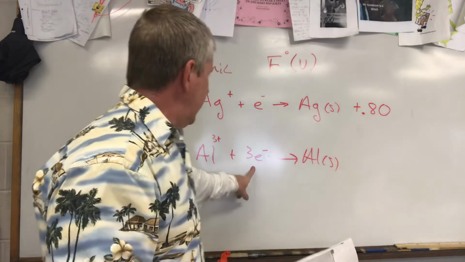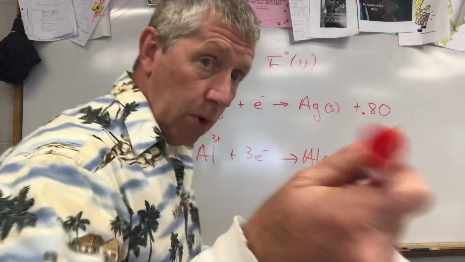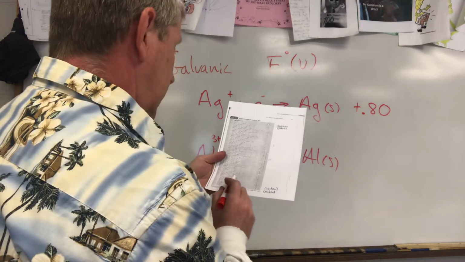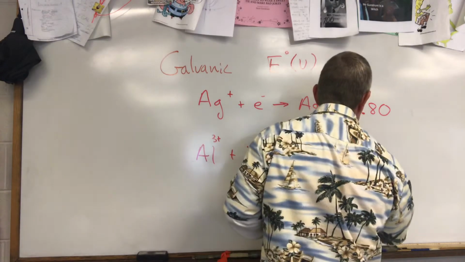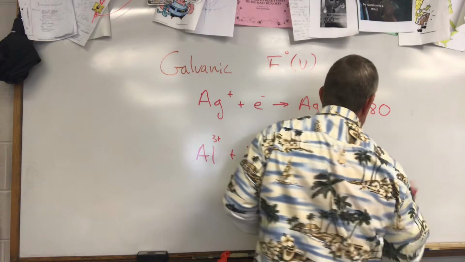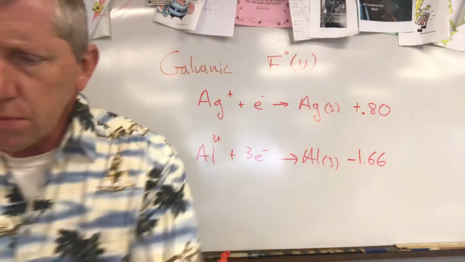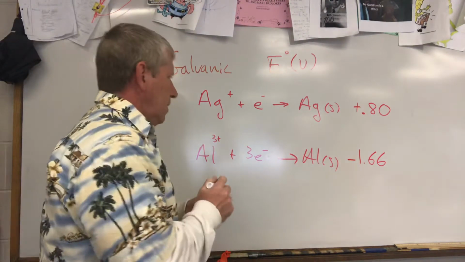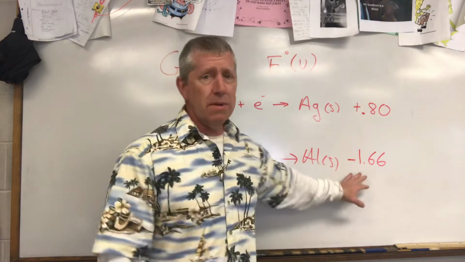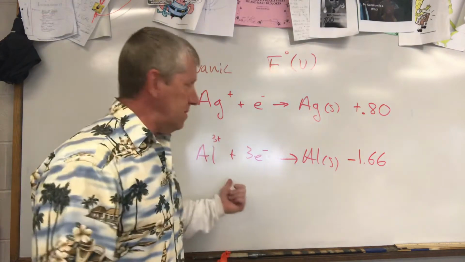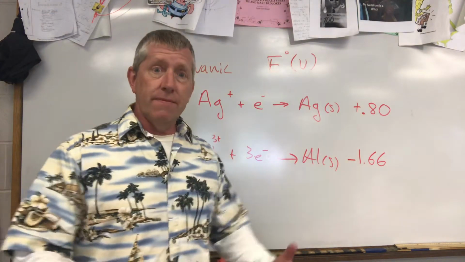When aluminum gets reduced, what number goes along with that? Let's find the aluminum again. Negative 1.66 volts. Now, why is this a positive, this a negative? And what does this mean? So negative voltage, you get negative voltage out of this? It doesn't make any sense. I thought you'd get voltage.